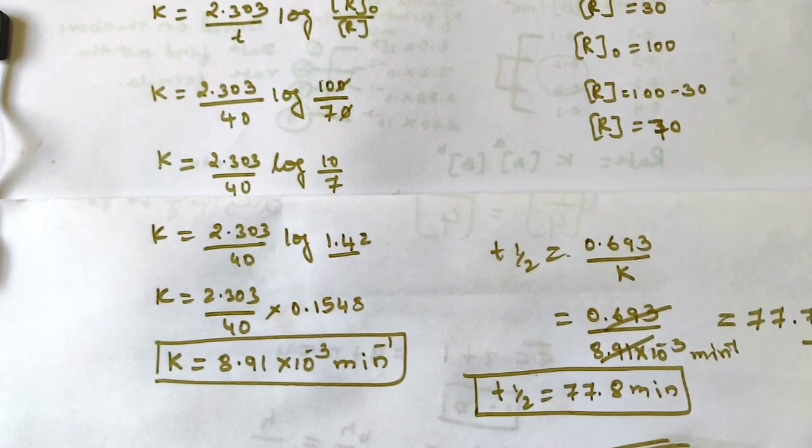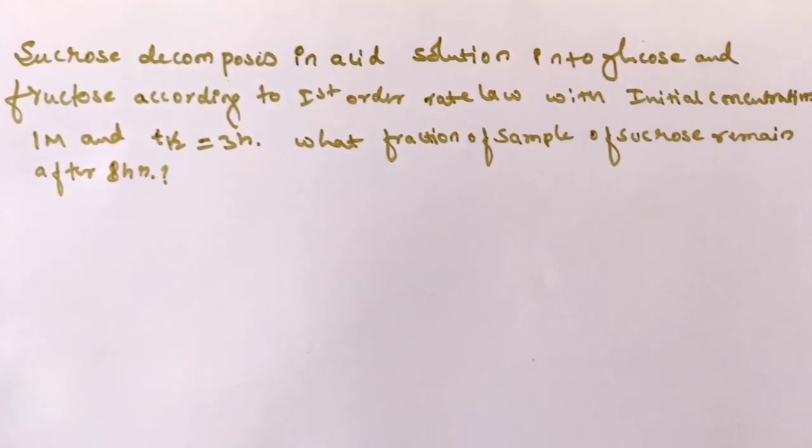So I hope you understood this problem. We'll move to the fourth problem. Sucrose decomposes in acid solution into glucose and fructose according to first order rate law with the initial concentration 1 molar and its t half is 3 hours. We have to calculate what fraction of the sample of sucrose will be remaining after 8 hours.